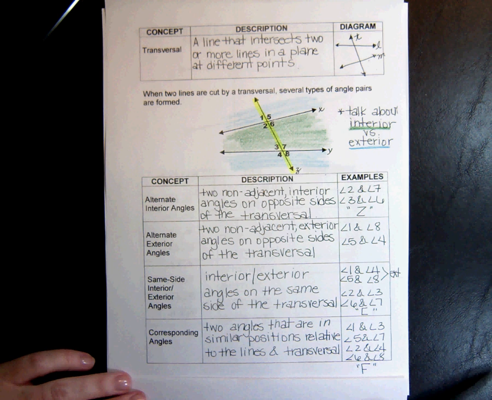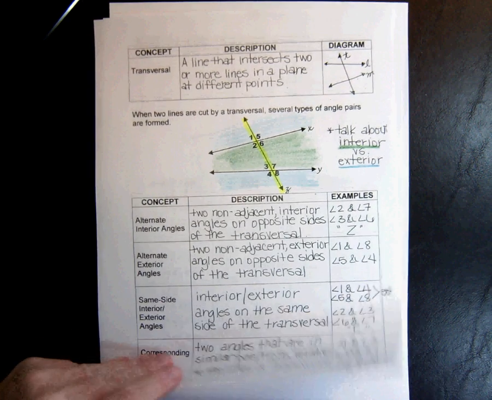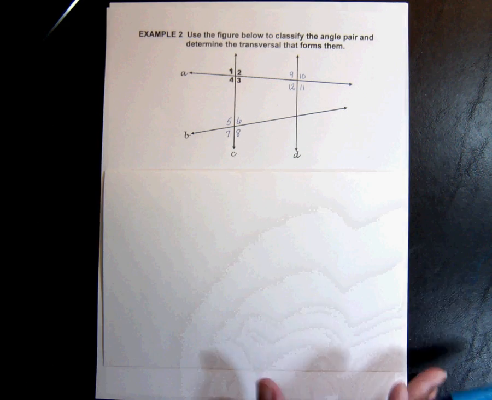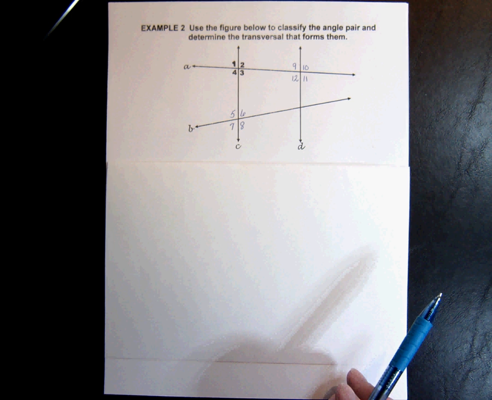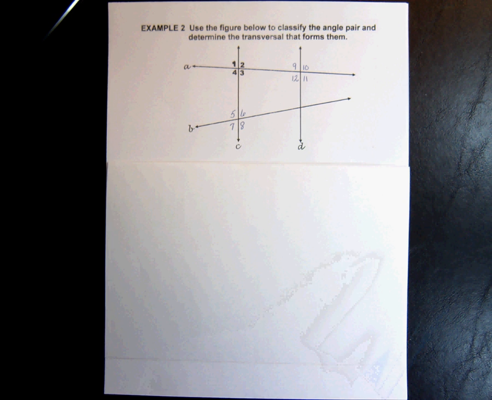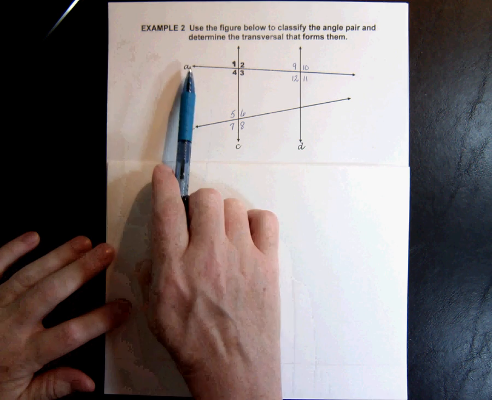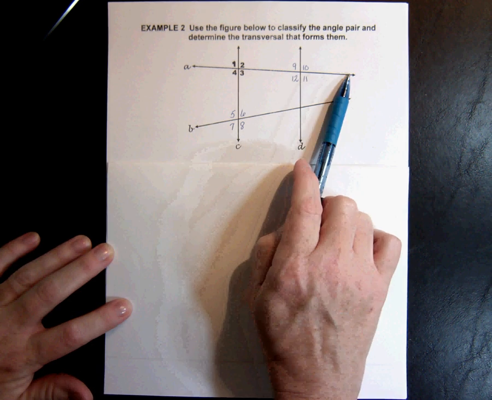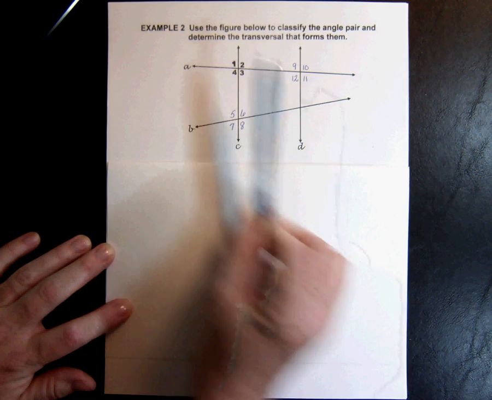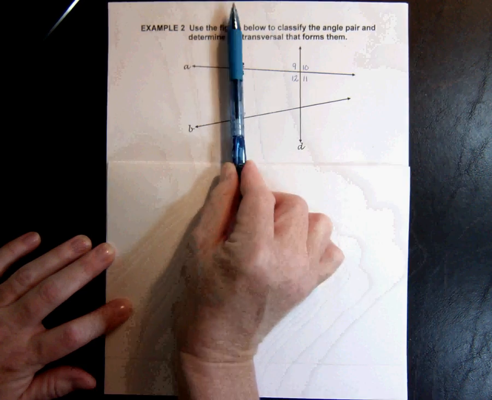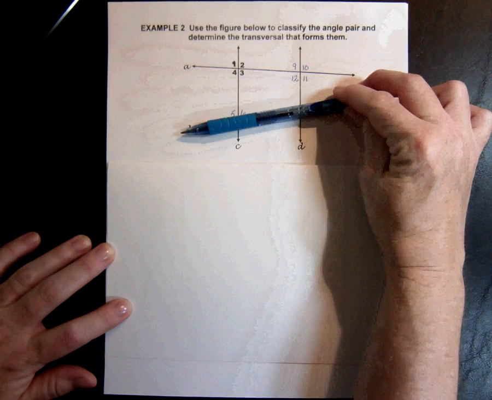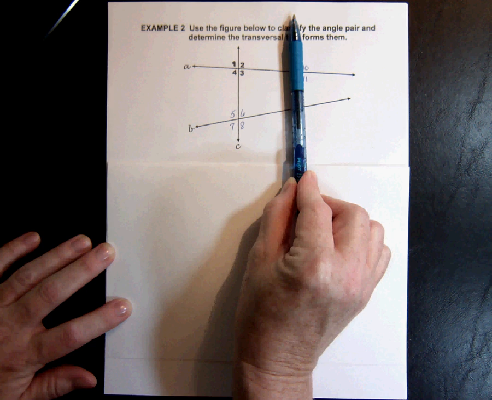And those are your corresponding angles. Okay, let's go on to the last example in this section, and that is using the figure below to classify the angle pairs and determine the transversal that forms them. This can be a transversal for C and D. B can also be a transversal for C and D, but then you could also have C being the transversal for A and B, and D being the transversal for A and B.